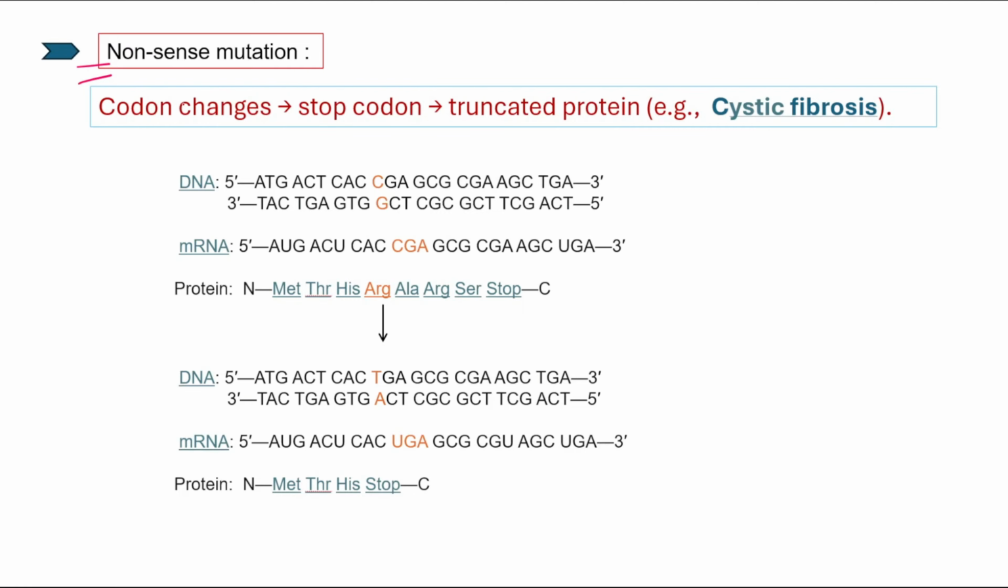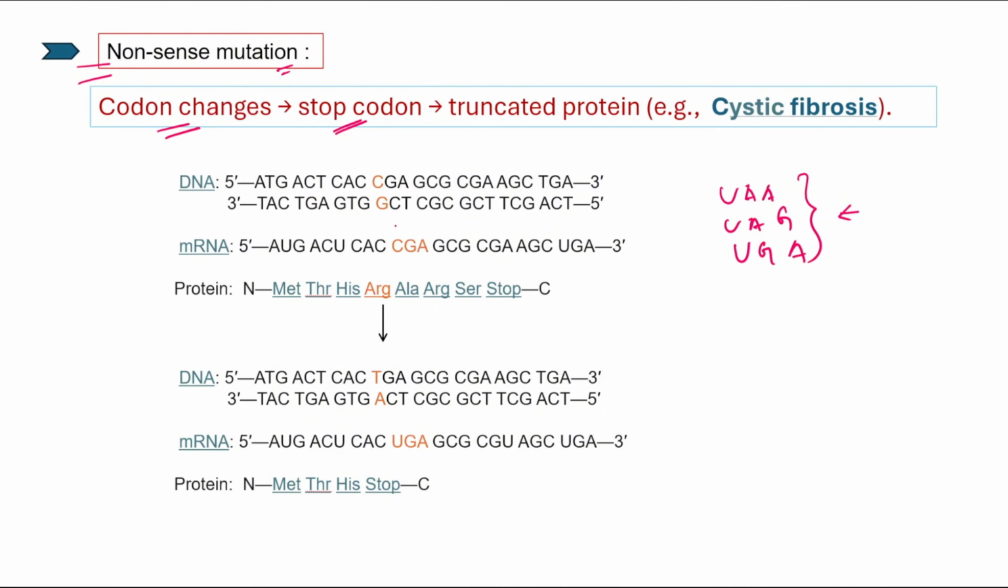Next is the nonsense mutation. In this mutation, a stop codon appears too early and truncates the protein, where the codon changes into a stop codon. So what is a stop codon? Stop codons are mainly UAA, UAG and UGA. These 3 codons are called stop codons that signal the end of the translation process. So stop codons mainly appear in the nonsense mutation, where the codon changes into a stop codon.